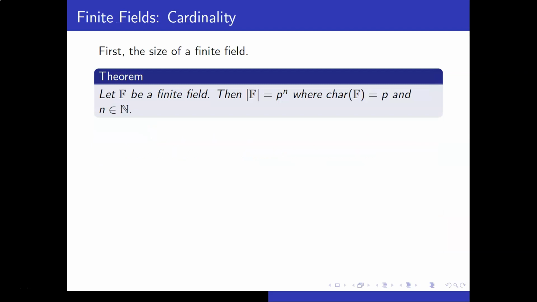Okay, so now let's delve into what we can find out about finite fields. To begin with, we'll talk about their cardinality. It turns out that the size of a finite field is very highly restricted. We've seen Z mod p that has p elements. More generally, if I have a finite field, then its cardinality is p to the n, some power of the prime p, where p is its characteristic.